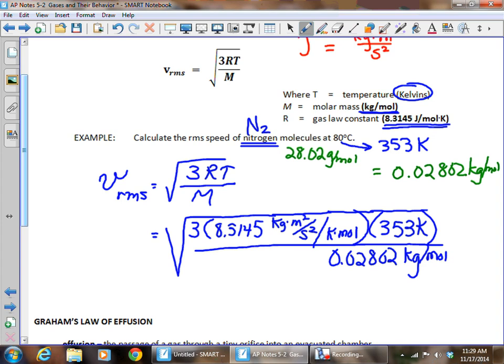So when I get rid of these units and start canceling, I should notice that my kelvins cancel, my moles cancel, my kilograms cancel, and I'm left with meters squared per second squared, which is exactly what I wanted because I want the square root of that to end up with units of meters per second. When I multiply and divide this out and take the square root of that, I end up with the RMS speed being 561 meters per second. So that's the RMS speed equation.